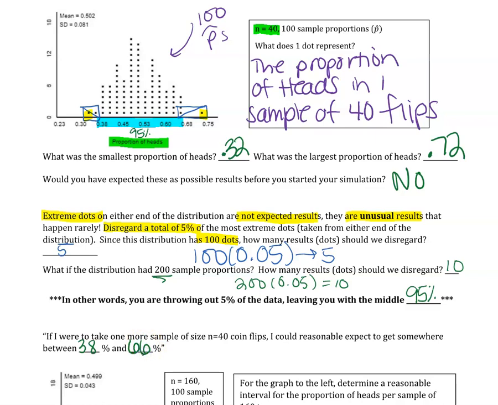Sure, 66. I'm just guessing there. So again, if I were to reasonably take one more sample of n equals 40, so flip my coin 40 times, I could reasonably expect to get between 38 and 66% of heads. And that just helps me estimate my next sample.